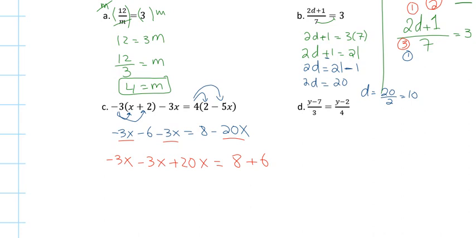Okay. So now I can collect like terms. These are my x terms, so I can add them. -3 minus 3, that's -6. Plus 20, that's 14x. No, this is -6, right? -6 plus 20, that's 14. What's 8 plus 6?